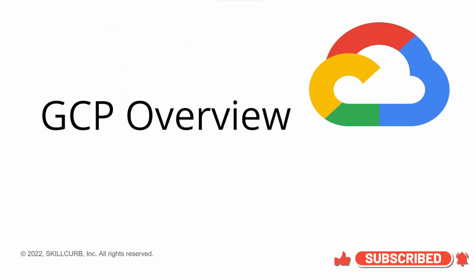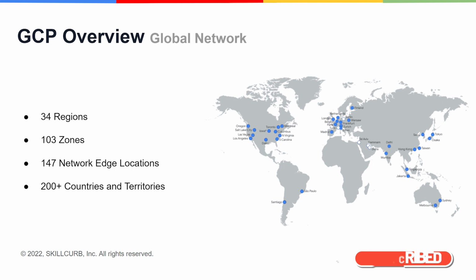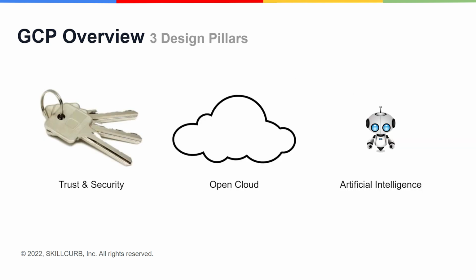GCP overview. The first thing you need to know about Google's cloud platform is that the global network is actually pretty big. The Google Cloud Platform spans 34 regions across 103 zones. There are 147 different network edge locations at this point, and it covers over 200 countries and territories. To build a network as vast as theirs, GCP employed the major use of 3 pillars upon which they made the foundations of whatever they built.